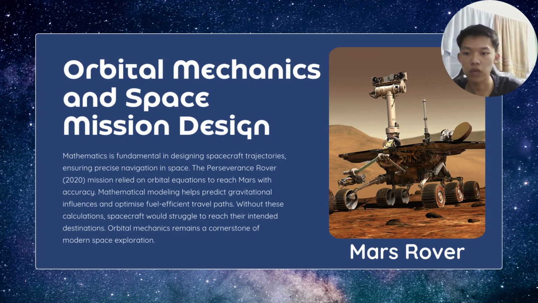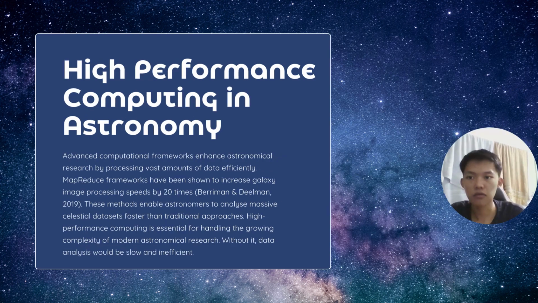Enabling humanity to explore the moons, planets, and beyond with increasing precision. High performance computing is revolutionizing astronomy by enabling the efficient processing of vast celestial datasets. Advanced computational frameworks such as MapReduce and machine learning algorithms significantly accelerate data analysis, with studies showing a 24 increase in galaxy image processing speeds.